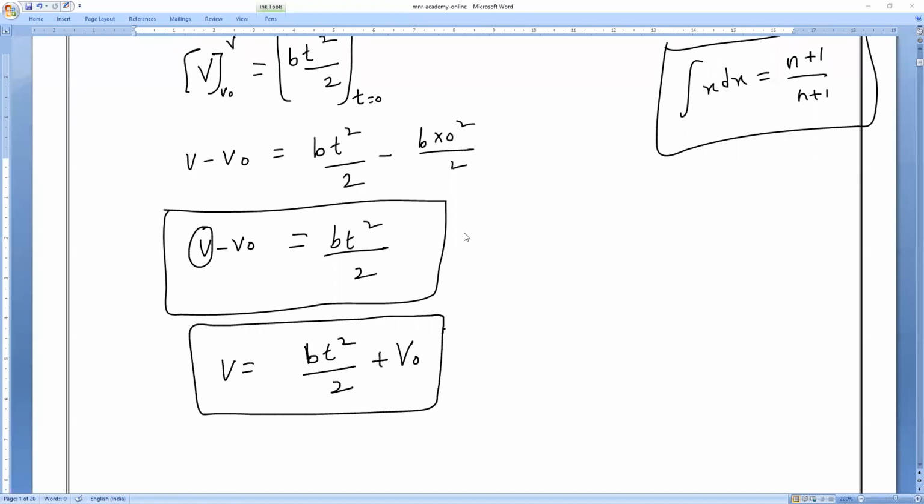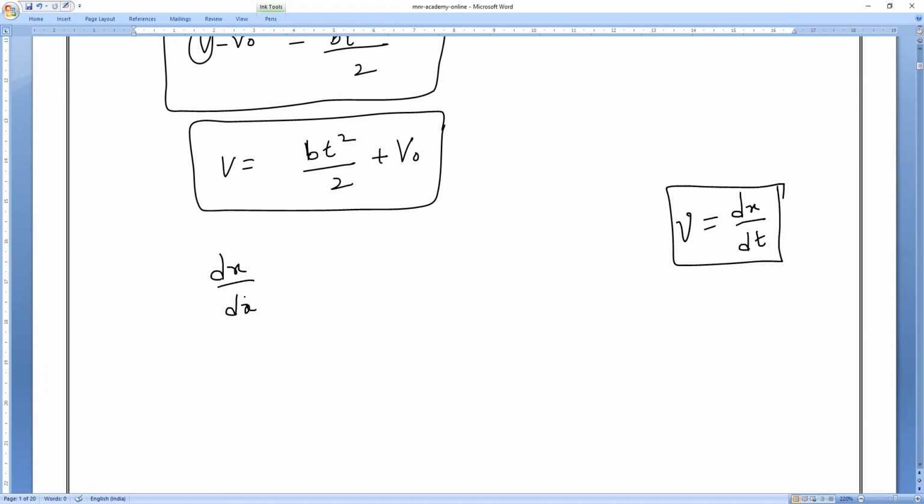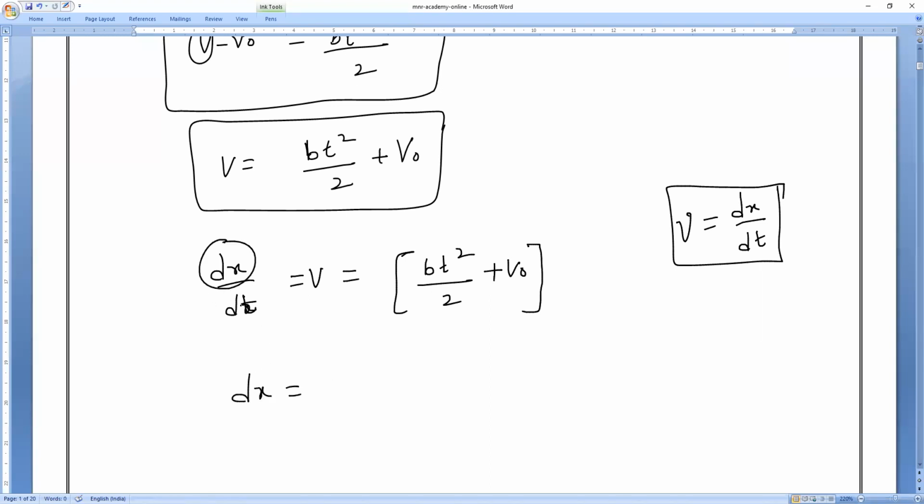We want distance. If you want to get distance, we all know velocity is equal to dx by dt. Is it right or wrong? We want distance, that is what you have to take. So instead of v, I will take dx by dt is equal to, as we know, v is equal to b t square divided by 2 plus v naught. Now we want dx alone.